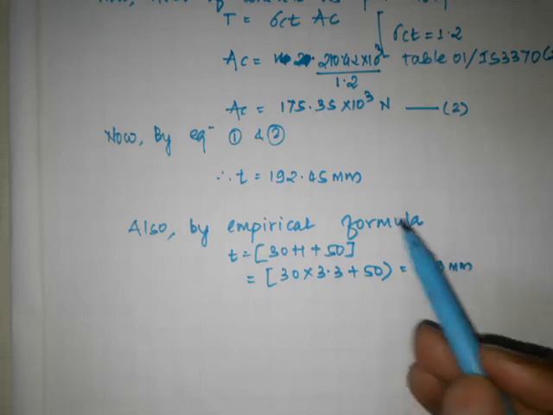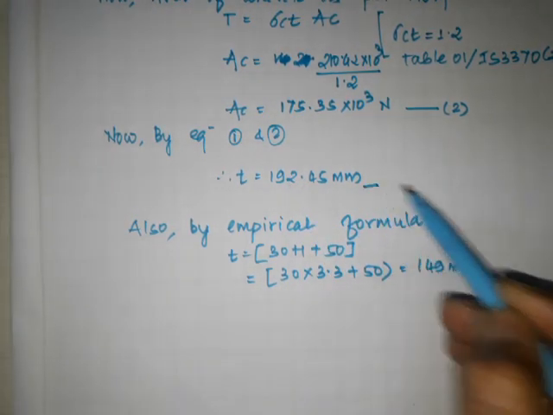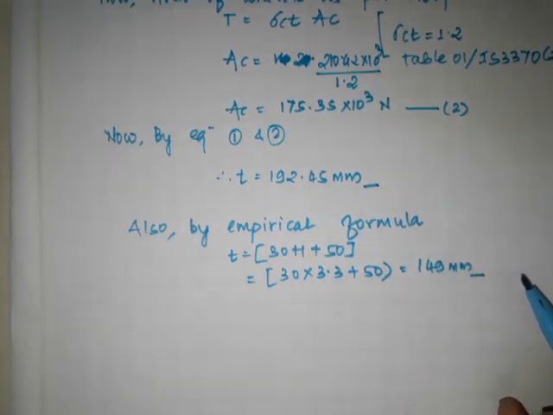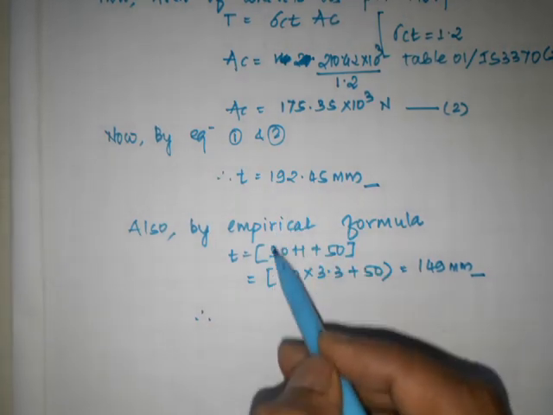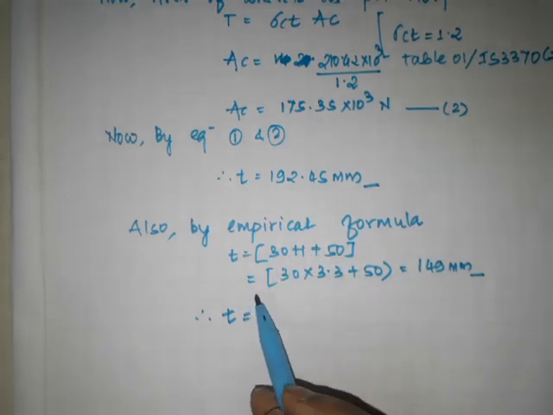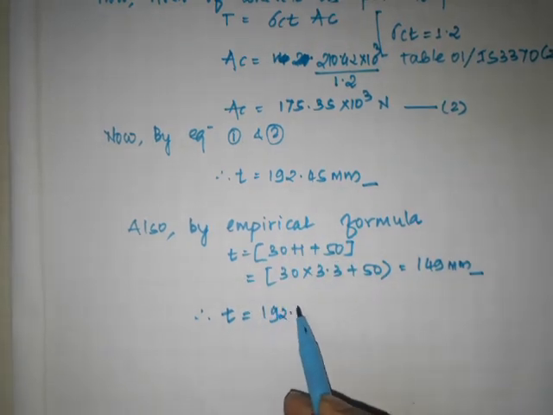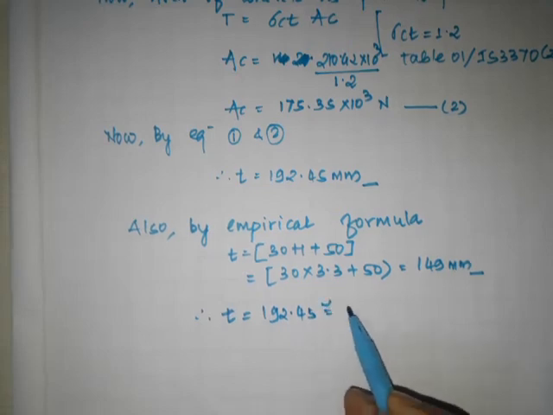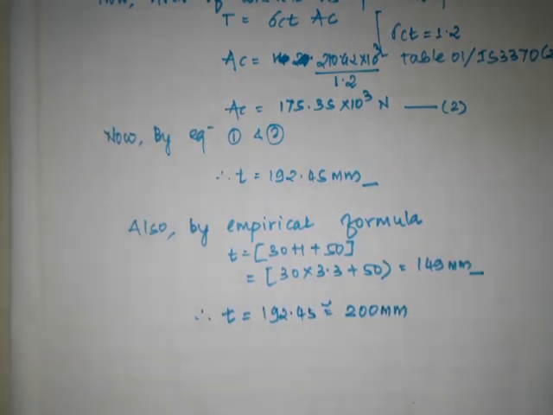Okay, now what you have to do? You have to provide the maximum of these two, either this or this. So between these two you have to provide the maximum. Therefore from these two we got the maximum thickness T equal to 192.45, so I'll consider it as 200 mm. Okay.